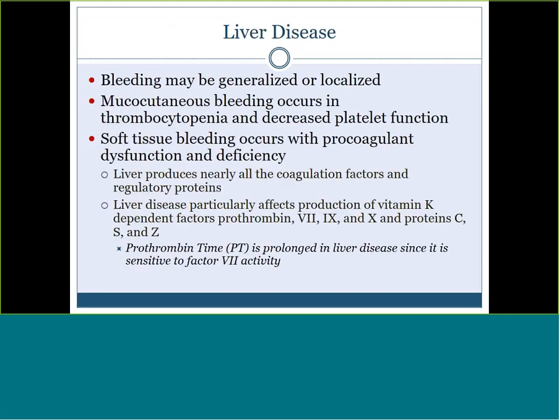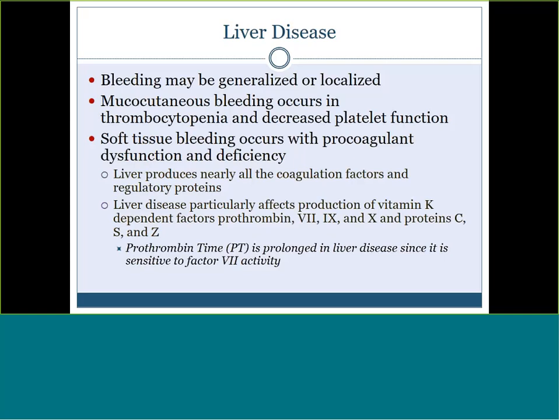So here's the slide on liver disease. Definitely you can see some mucocutaneous bleeding because of low platelet counts or decreased platelet function. Remember, mucocutaneous bleeding is referencing bleeding of the gums, nosebleeds, petechiae, purpura, those surface bleeds. You can get some soft tissue bleeding, a little bit more bleeding occurring when they're not able to make the coagulation factors correctly.